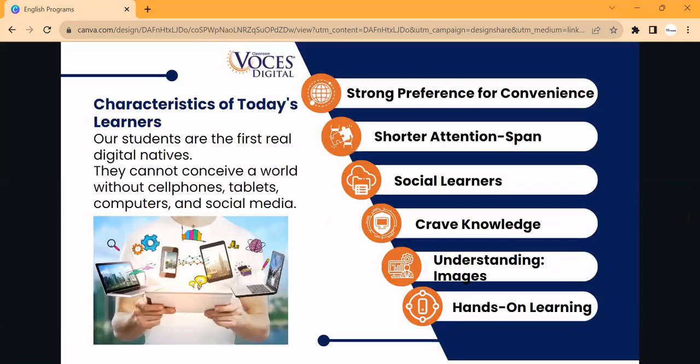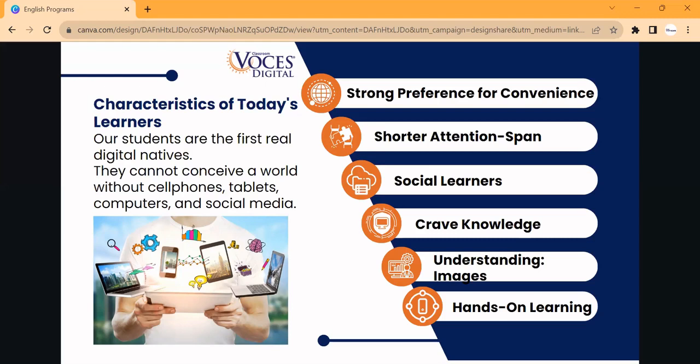Another thing that we also wanted to point out before discussing different series is that our learners, for the reasons that we mentioned before, have specific characteristics, especially those that are young. They are the first real digital natives, meaning that they don't conceive the world without any device. So we need to also tackle and focus on those skills. There is also very strong preference for convenience, accessing information faster. Their attention span is now shorter.